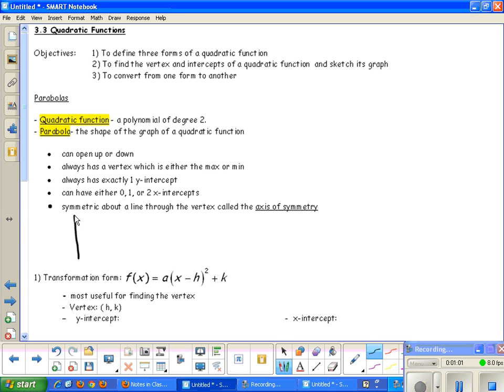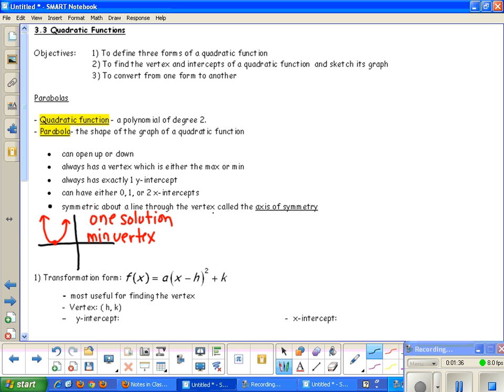So to look at our graphs, if I have a graph that has a vertex that hits on the x-axis, I know that this is going to have exactly one solution. I also know that this vertex is going to be a minimum vertex because it is the absolute lowest point on our graph.